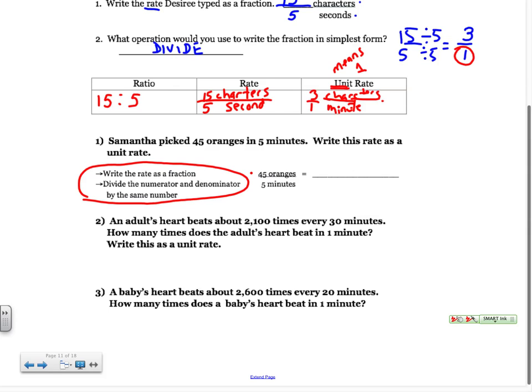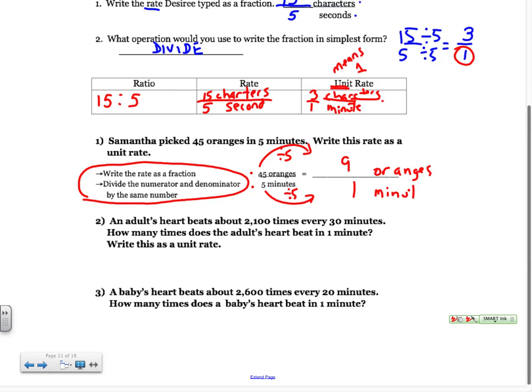45 oranges, 5 minutes. Notice I always label things. That always helps me keep everything in order so I don't mix up those numbers. What can I divide both 5 and 45 by? And remember, I want my denominator to be 1. 5 divided by 5 is 1, and 45 divided by 5 is 9. So she can pick 9 oranges in 1 minute. That's the unit rate.